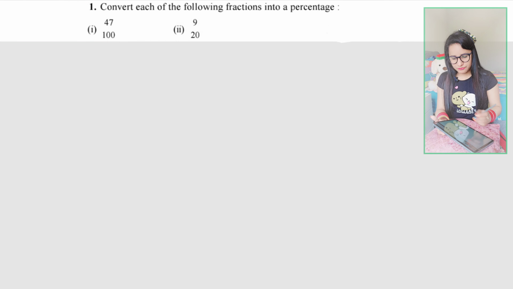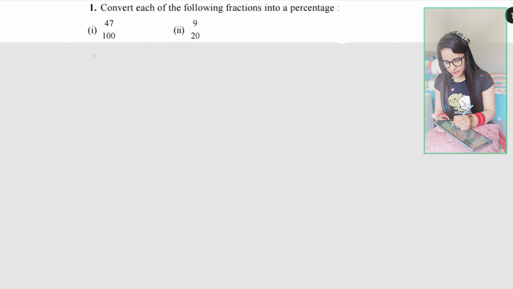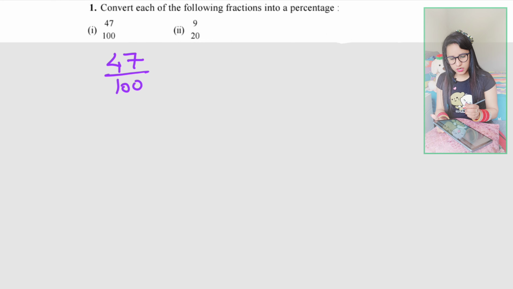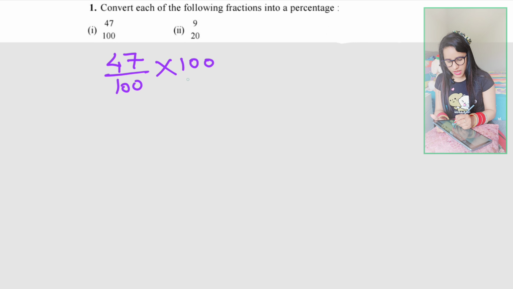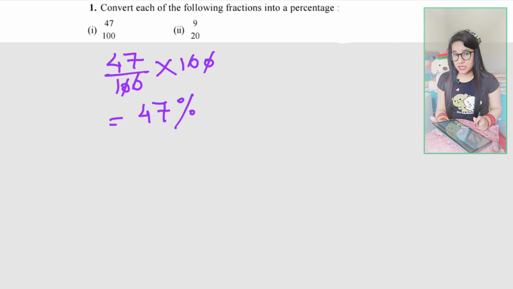So let's take the first one. Here, as you can see, we have 47 upon 100. So in order to convert this into a percentage, we will multiply it by 100. So this gets cancelled out and you're left with your answer, that is 47%. Now if you forget this percentage sign, your marks will be deducted. So don't ever forget the percentage sign whenever you are converting a fraction into a percentage.